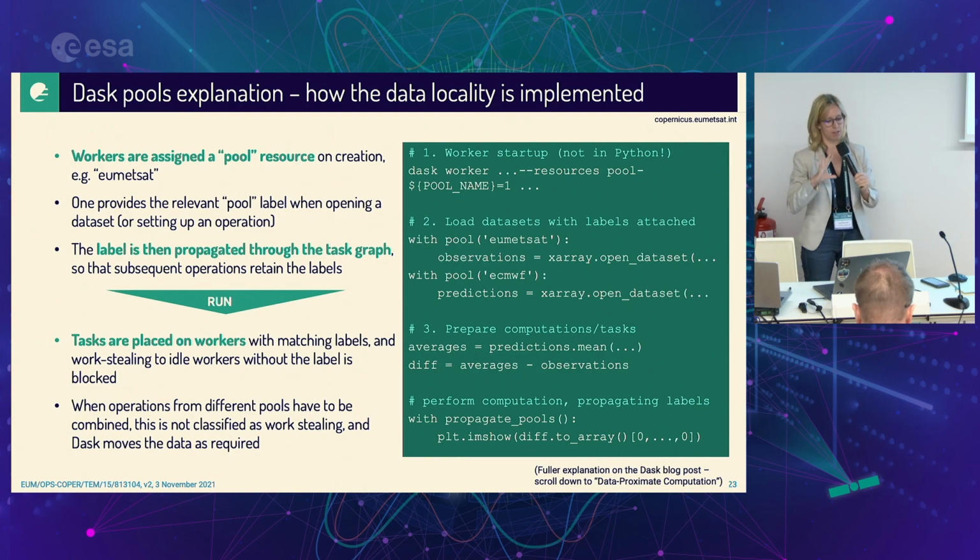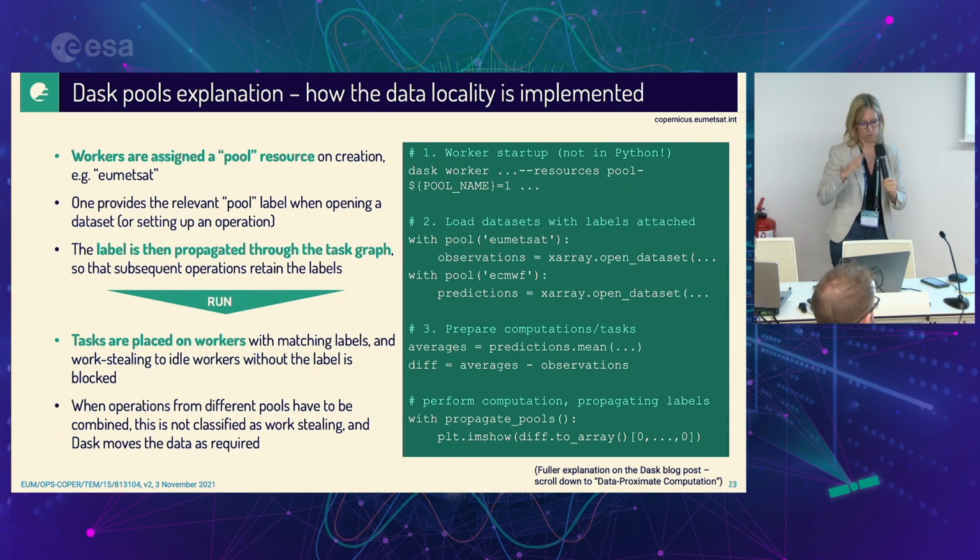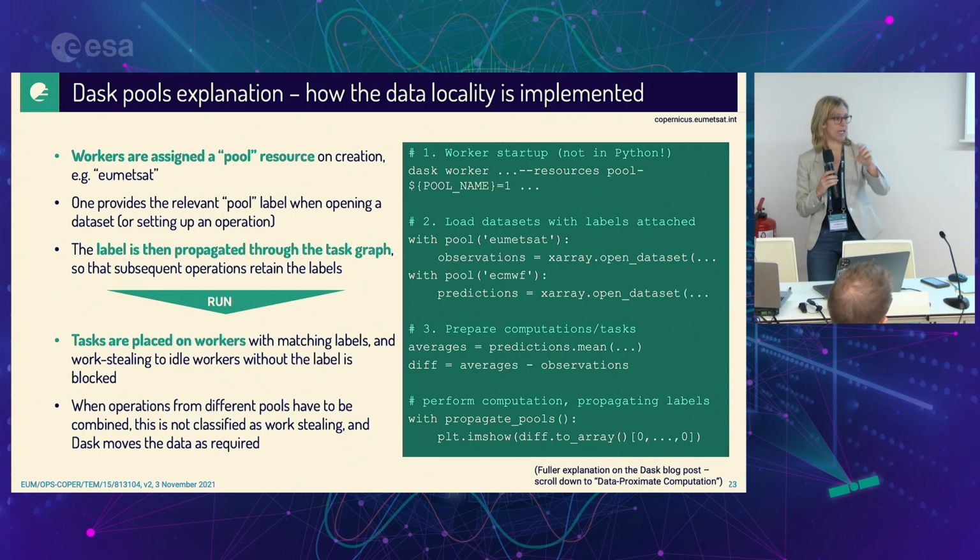So the principle is that the workers of the cloud are assigned to a specific pool resource during creation, like for example EUMETSAT or Wikio. So we assign the workers to a specific pool, and one provides the relevant pool label when opening a data set. So basically we say, okay, this data set we want to open from this pool.